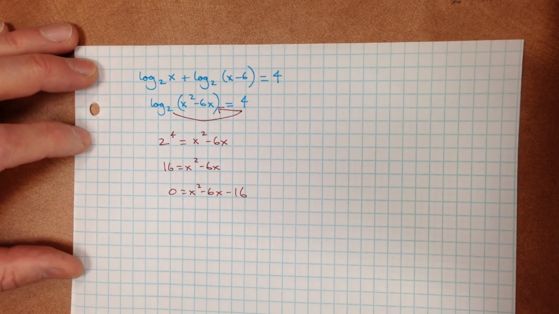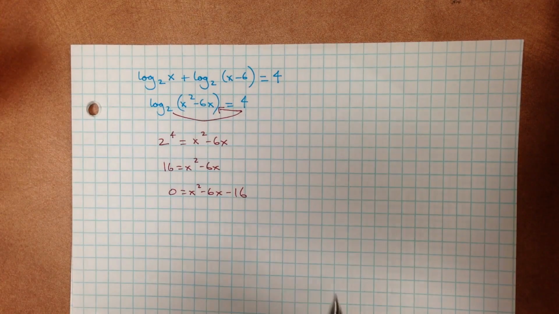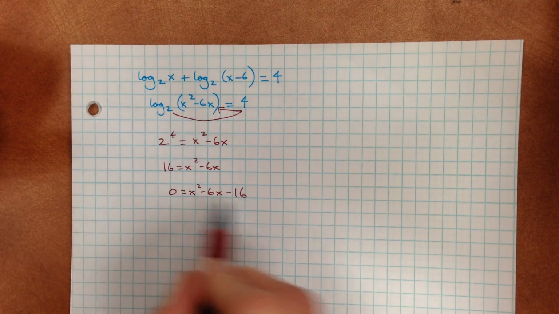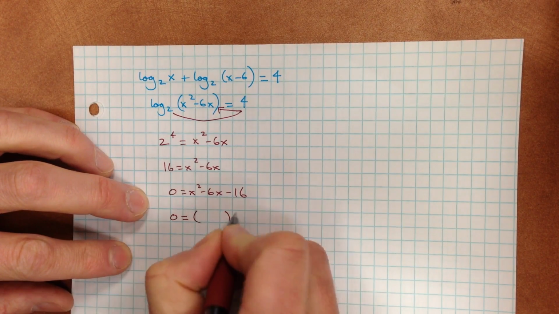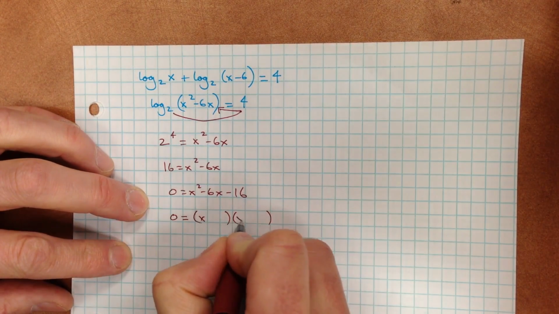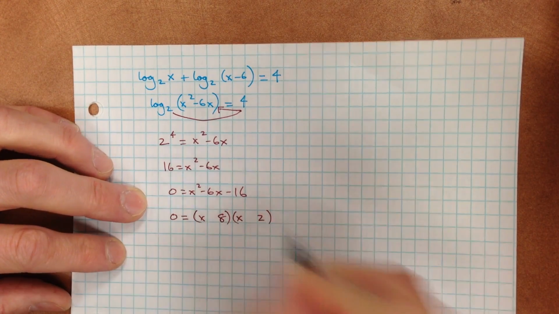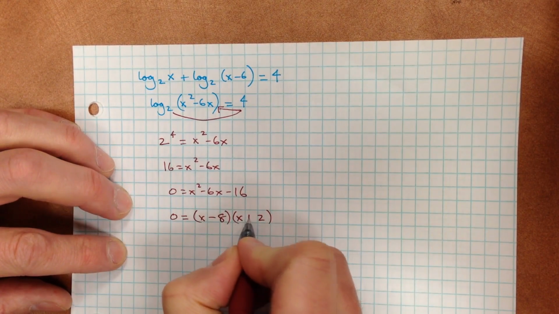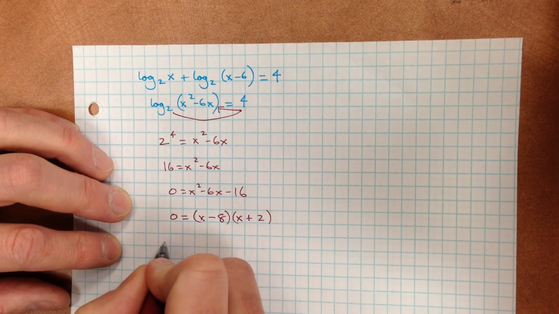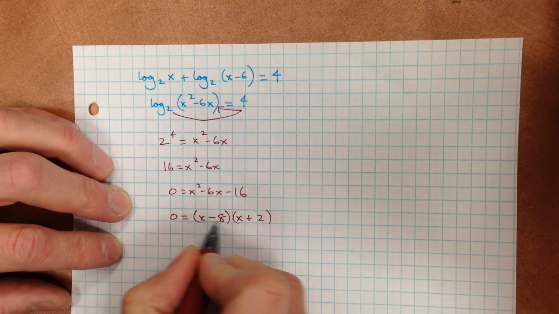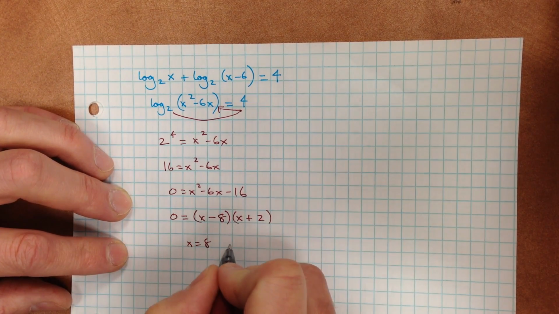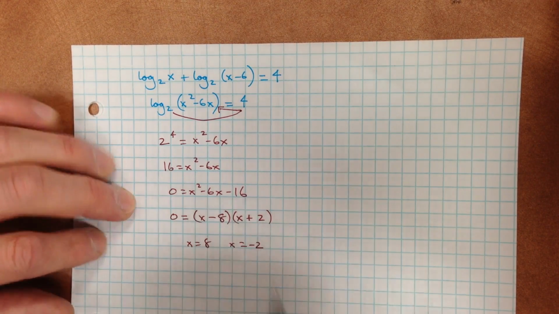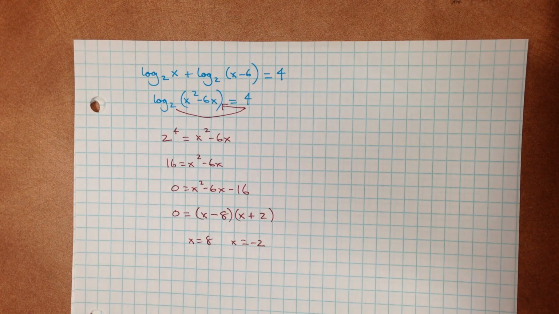Let's use factoring to solve. So I can factor this. 0 equals x minus 8 times x plus 2. Zero product property: if I set this to 0 and solve, I will get x equals 8. If I set this to 0 and solve, I will get x equals negative 2.